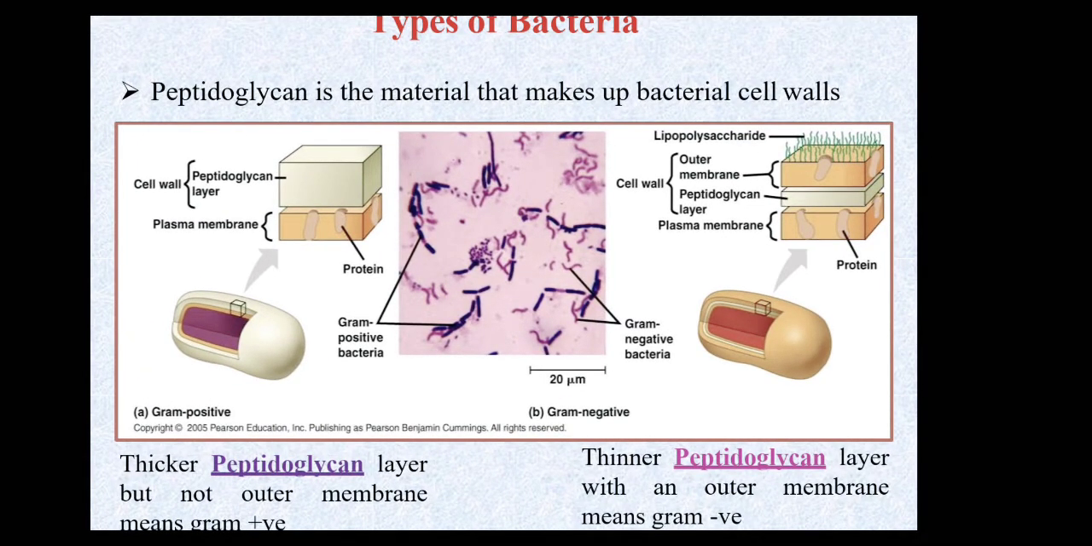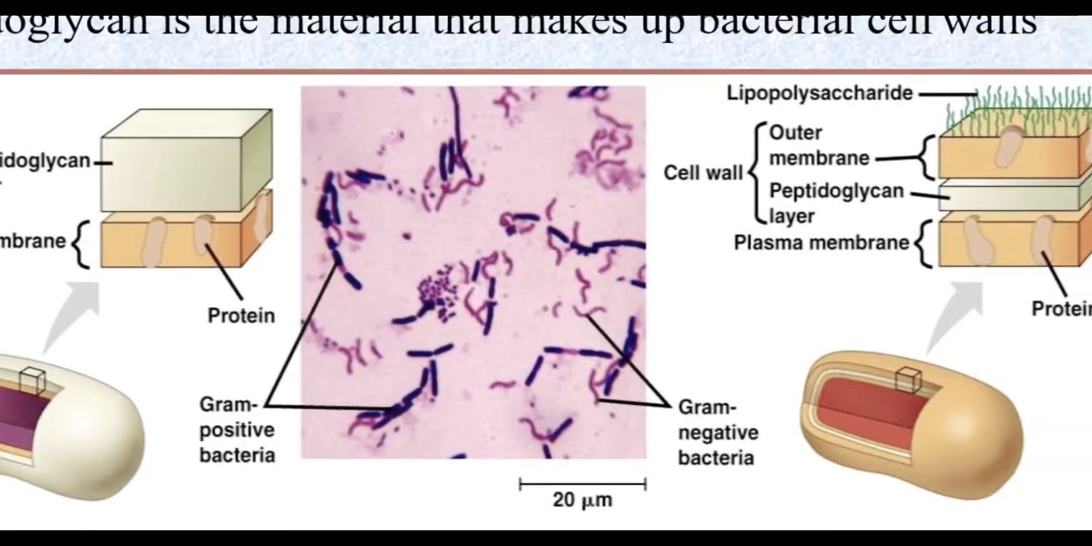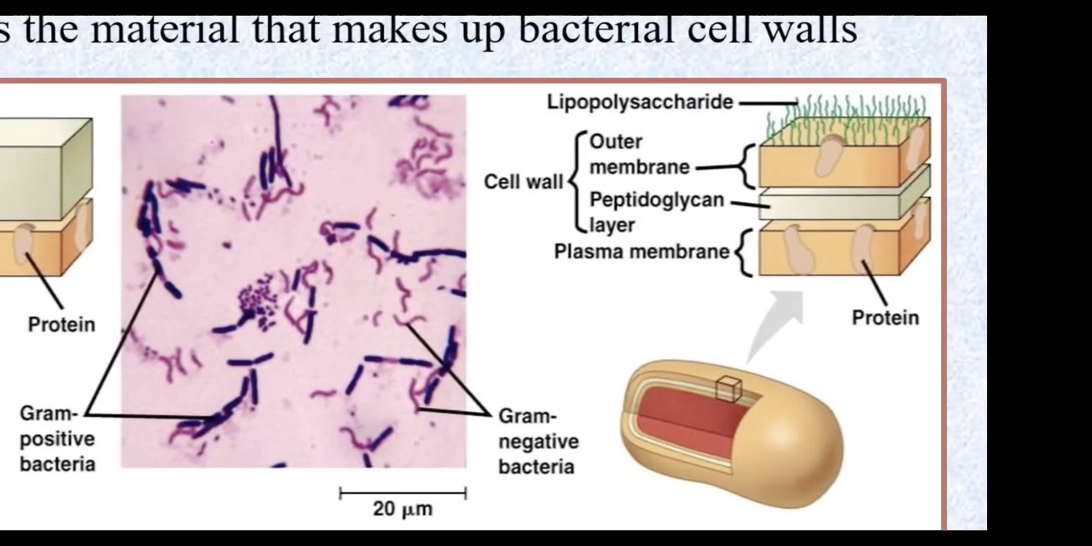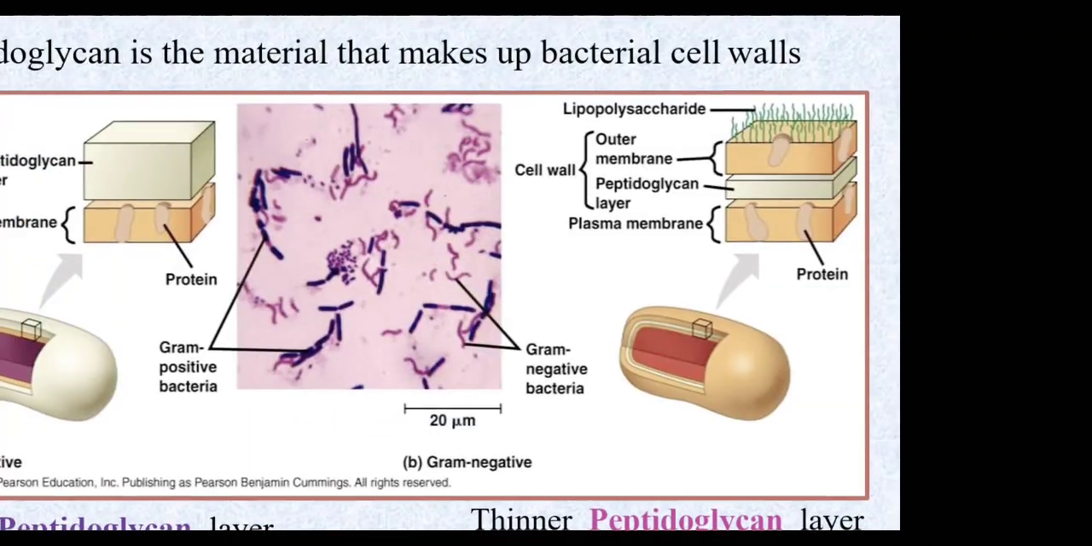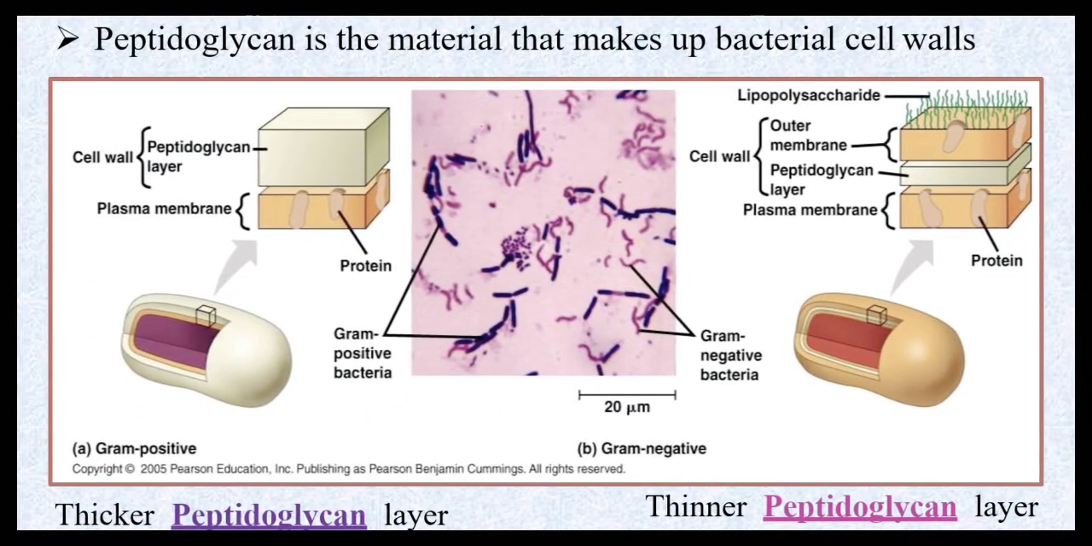See, why have they said that the peptidoglycan layer is thick in gram positive bacteria? This is gram positive and this one is gram negative bacteria. In gram positive bacteria, the peptidoglycan layer has greater thickness than in gram negative bacteria. See, in the second figure they have shown the peptidoglycan layer as a very thin layer.